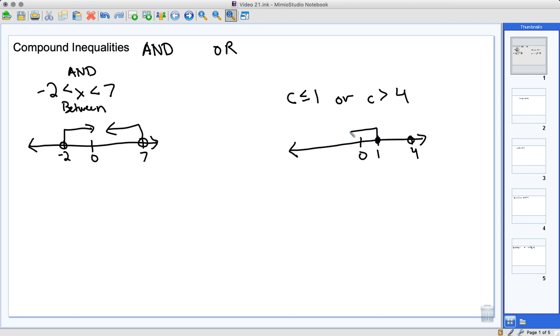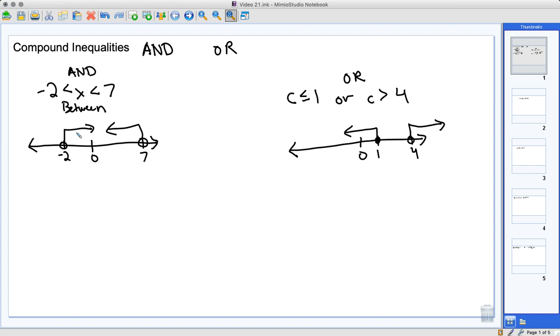That means we're going to point our arrow to the left. This one says c is greater than 4, so we're going to point our arrow to the right. This is an "or" problem, and the arrows point away from each other. Notice our arrows never point the same direction. They either point towards each other or away from each other, never the same direction.